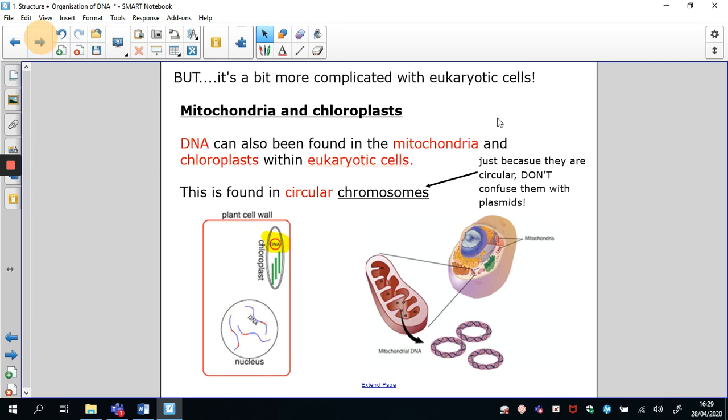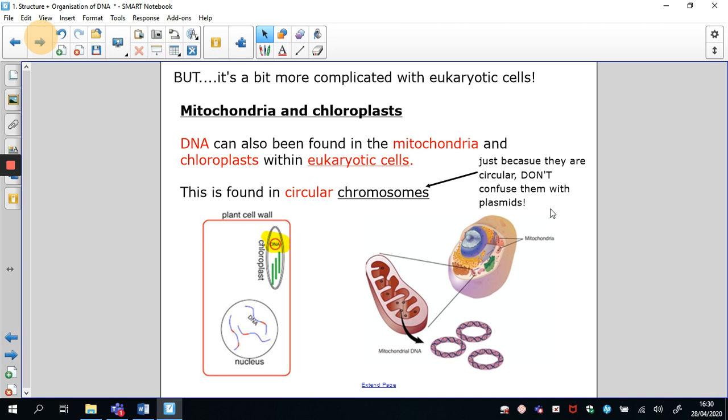Unfortunately, there's a little bit more to know about eukaryotic cells. We know that eukaryotic cells have mitochondria and chloroplasts in them. Obviously, only plant cells will have chloroplasts, but all the cells, animal, plant, and fungal, will have mitochondria. And you actually find DNA inside mitochondria and chloroplasts.